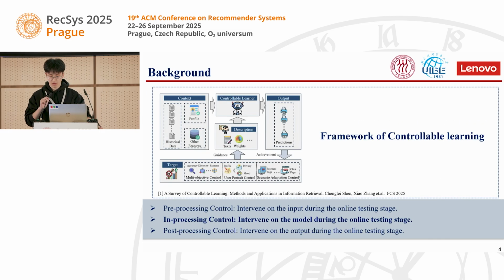To categorize our approach, let's look at this slide. There are generally three ways to control a recommendation model: pre-processing, which adjusts the input; post-processing, which reranks the output; and in-processing, which modifies the model itself. Paragon is a form of in-processing control. We don't change the user data, nor do we simply reorder the final list. Instead, we intervene directly on the model's parameters to adapt its core logic.